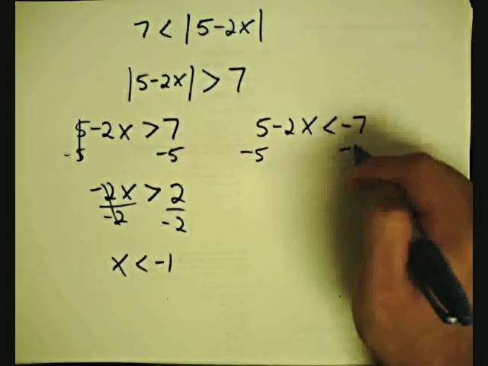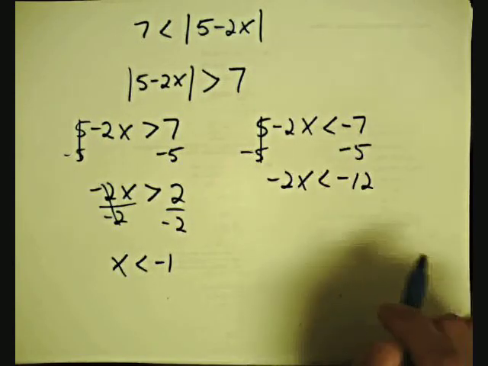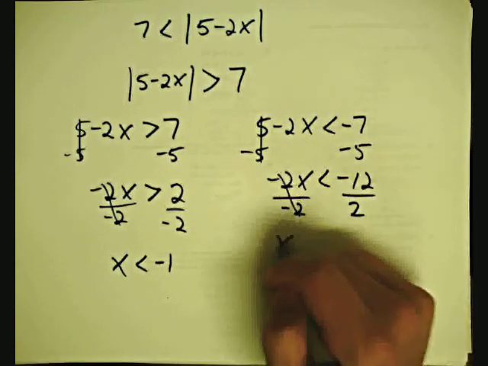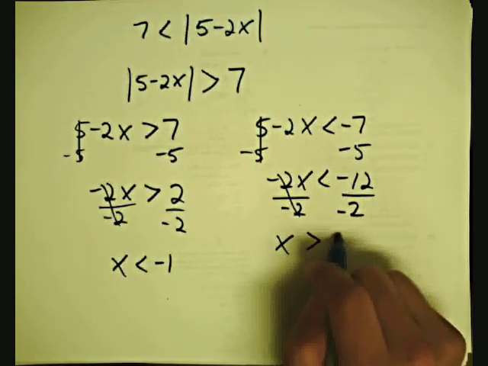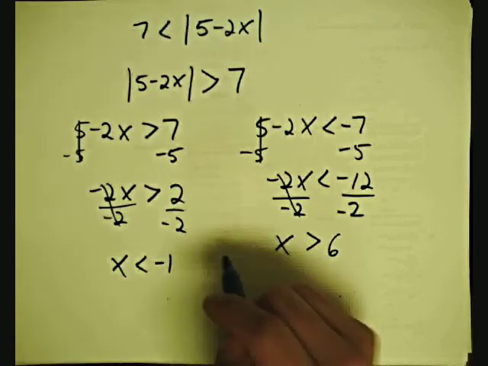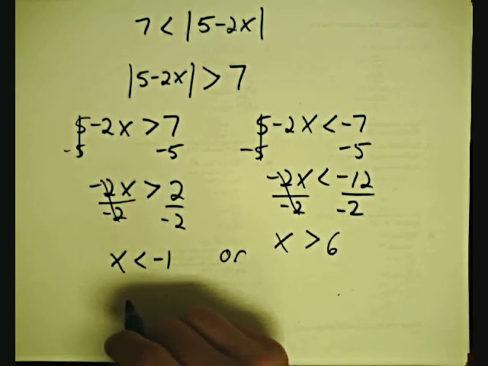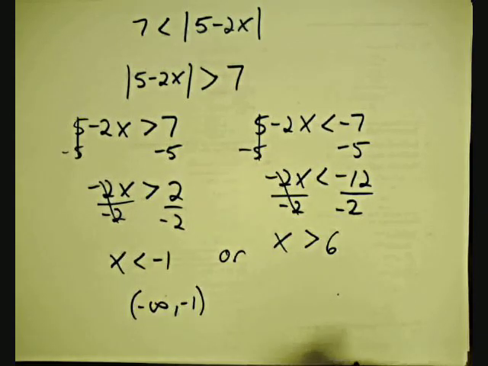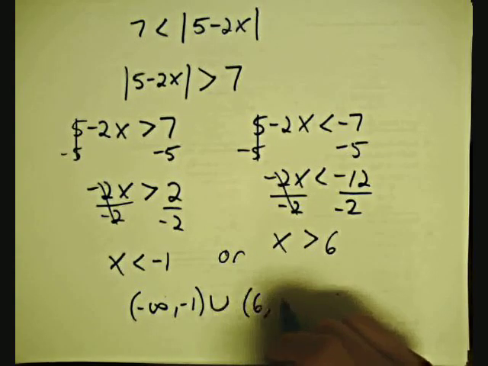Subtract 5. Negative 2x is less than negative 12. Divide by negative 2. x is greater than negative 12 divided by negative 2, positive 6. So x is less than negative 1 or x is greater than 6. To express those as intervals, less than negative 1 is negative infinity to negative 1. Union, x is greater than 6 will be 6 to infinity.